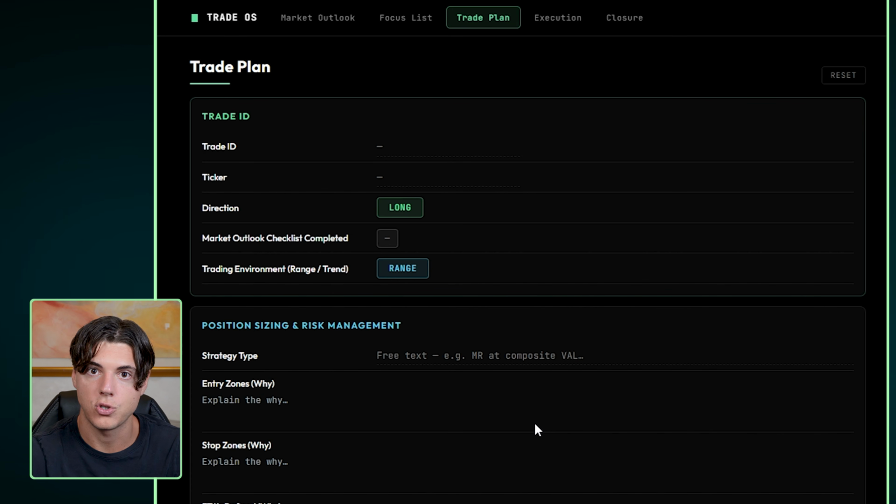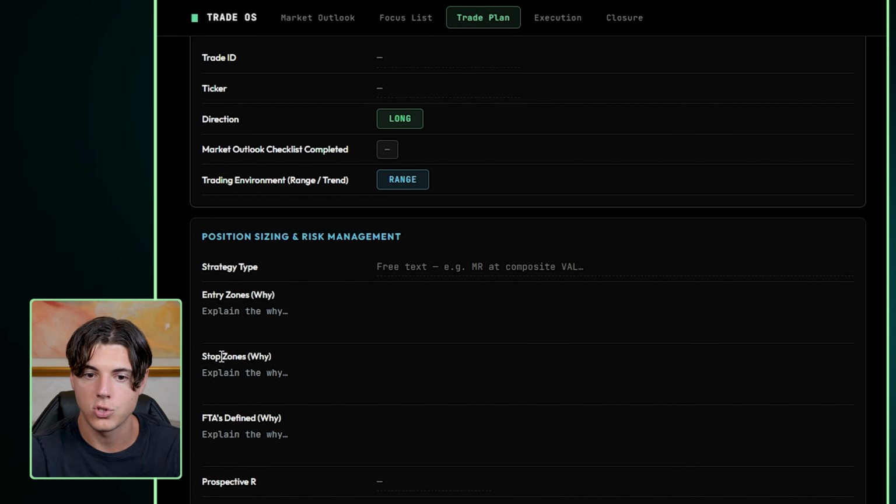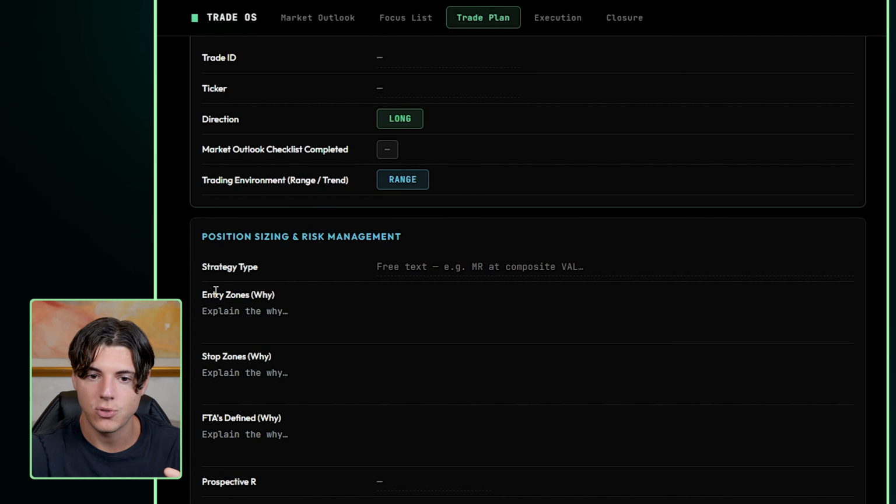So the things that you should be including in this trade plan are what is the strategy type that you're going to trade, and also your entry zones, stop zones, and FTAs. So FTAs is your first trouble area, which is like the first area of resistance or support when you're entering the trade. But if you look at the entry zones and the stop zones, you'll see that I wrote why.